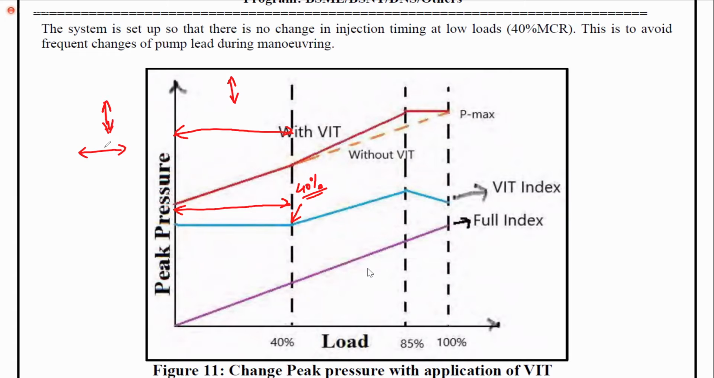I'm not saying that yet. Just now I said the barrel and the body of the pump. From there, the leakage can take place. So that is why usually below 40% of the load, the VIT is not put into picture. It does not come into action.